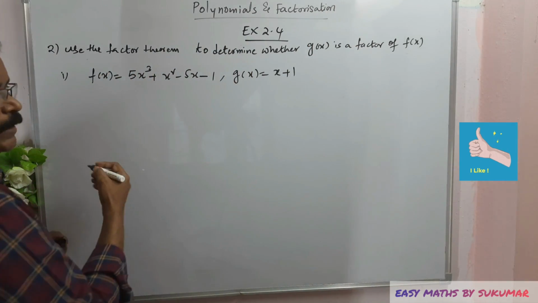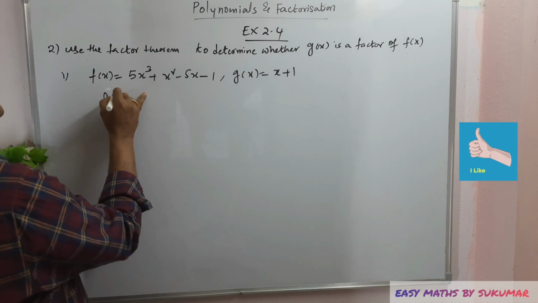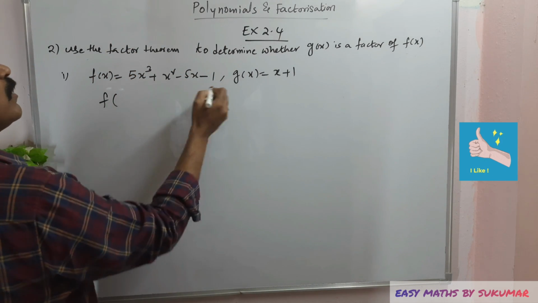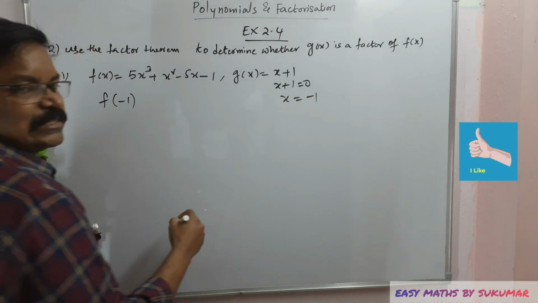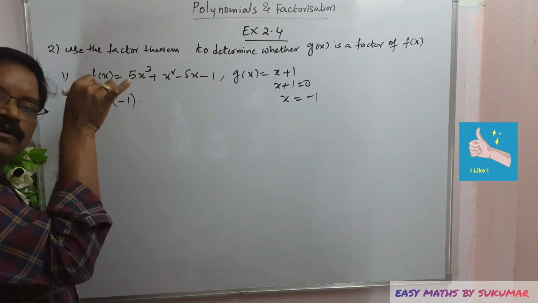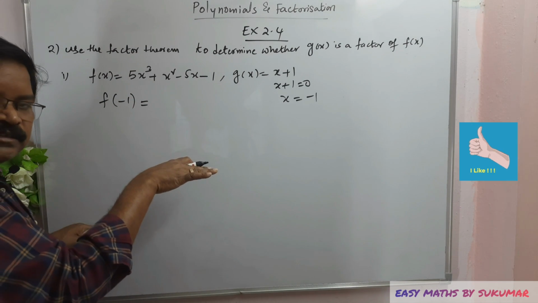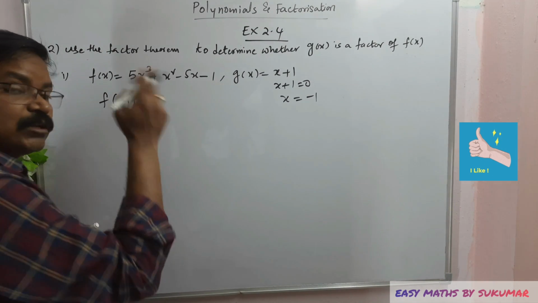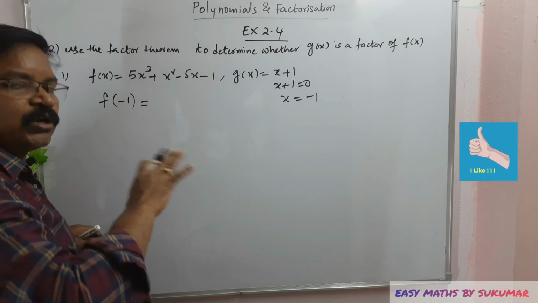So we have to verify whether this g of x is a factor of f of x or not. According to the factor theorem, g of x is a factor of f of x means f of minus 1 should be equal to 0, where x plus 1 is 0, so x is equal to minus 1. This f of minus 1 is called the remainder according to the remainder theorem. So let us verify now whether f of minus 1 is equal to 0 or not.